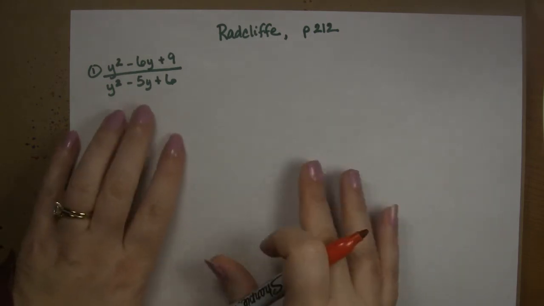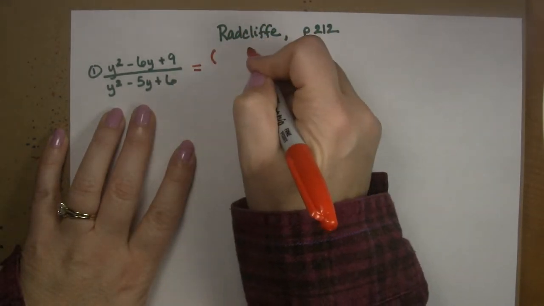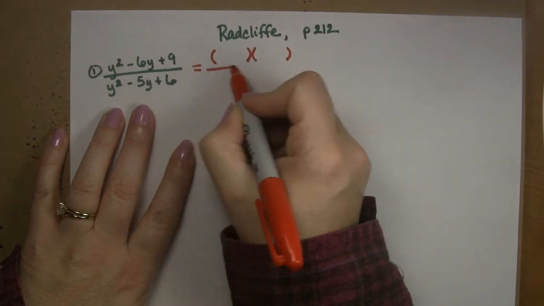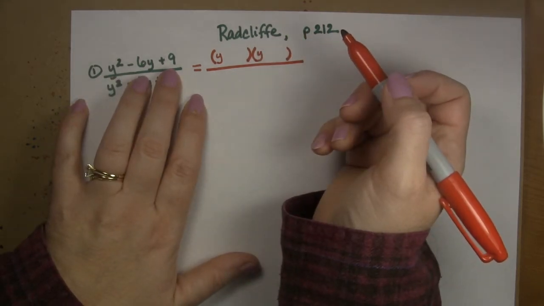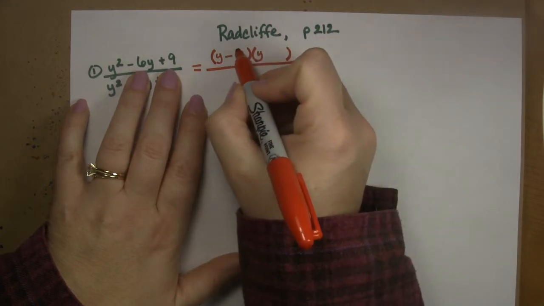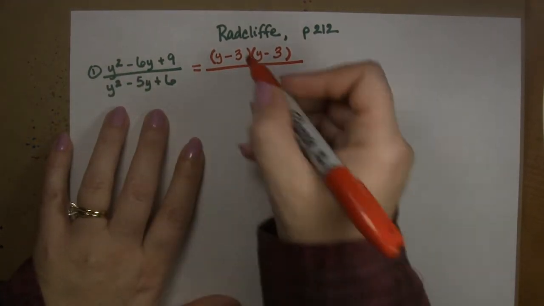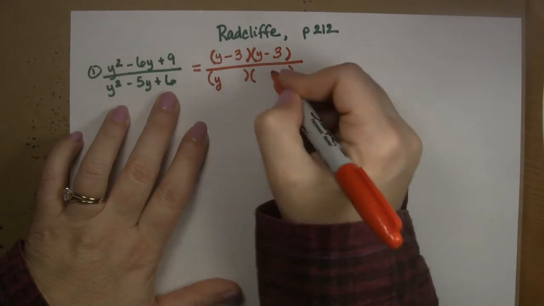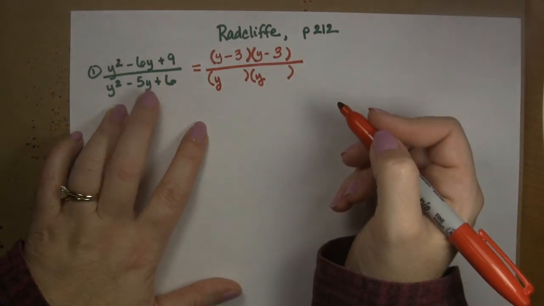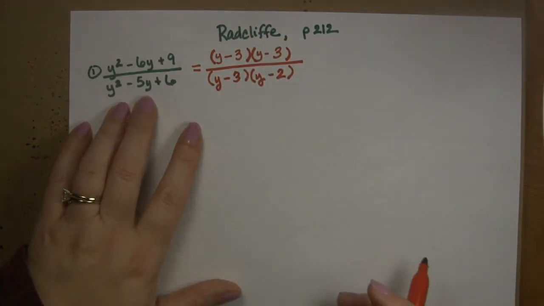Our first problem has a fraction with a quadratic in the numerator and a quadratic in the denominator. So I am simply going to factor those two quadratics. On the top, I need two numbers that multiply together to equal positive 9 and add together to equal negative 6. The number that's going to work there is negative 3 and negative 3. And then on the bottom, I'm going to factor this, and I need two numbers which multiply together to equal positive 6, but add together to equal negative 5. And the answer is negative 3 and negative 2.